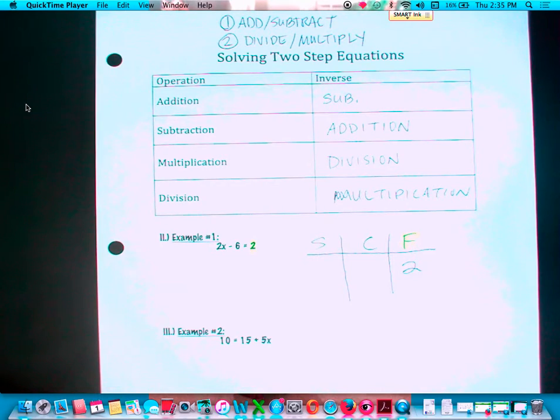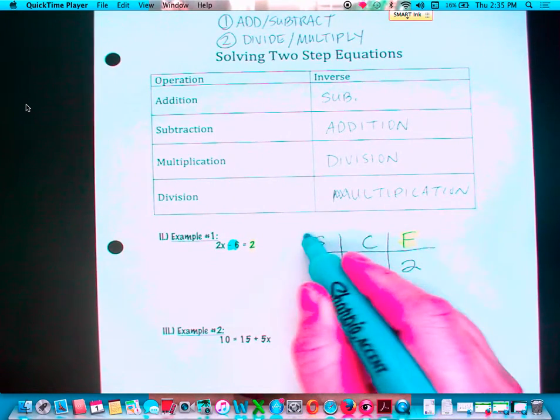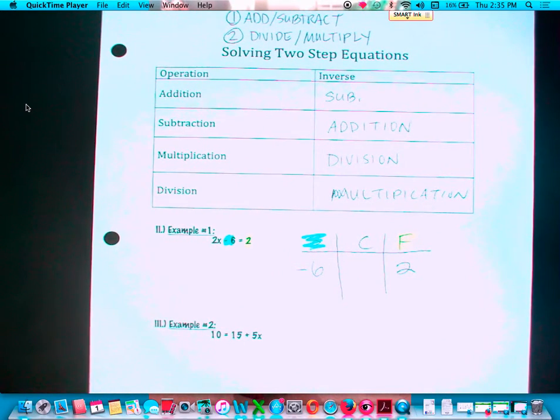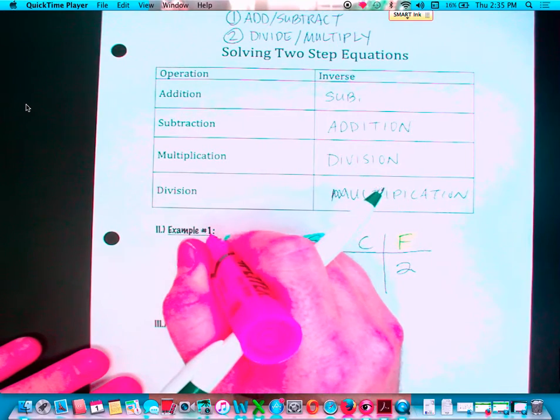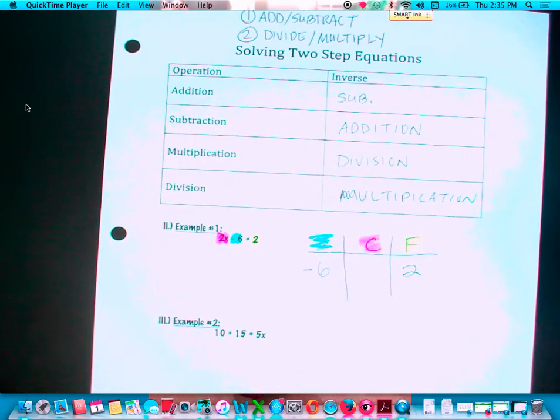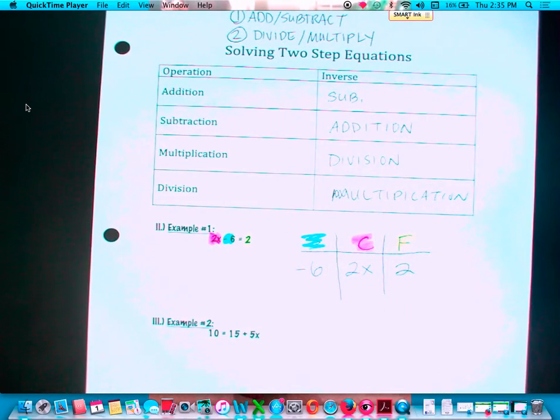The next thing we're trying to do is figure out what we are starting with. The start is going to be the number that I'm starting with, nothing that's changing the value. I'm starting with a negative 6. That goes in my start value. Then obviously I've got something that's left. I've got a 2 and an x. That's 2 times x, and so that is my change. That 2x is changing this equation to get to the finish. So I have a 2x. Okay? So now I have my organizer set up, and I can solve this problem.